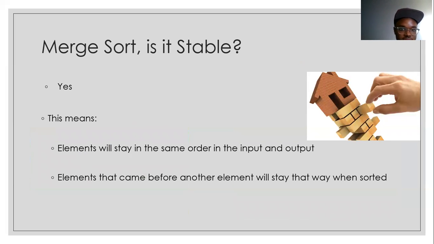Merge sort. Is it stable? Yes, this means essentially whatever order you put it into the sort, it'll come out the same after the sort. So the elements that came before another element will stay that way even when sorted. For example, say you have four elements, A, B, C, D. If you put them in as A, B, C, D, it'll come out A, B, C, D even after sorted. It won't come out like B, A, C, D or D, C, A, B. It always comes out the same way that it went in.